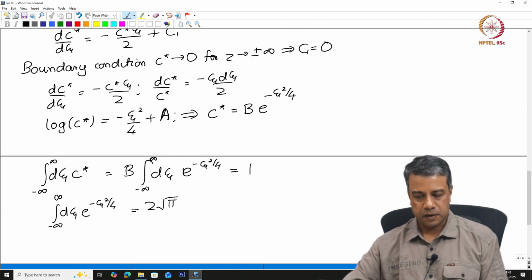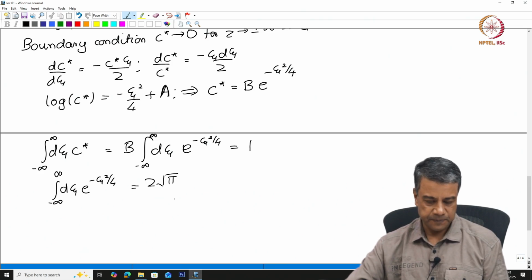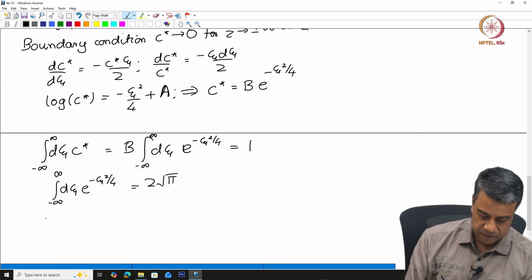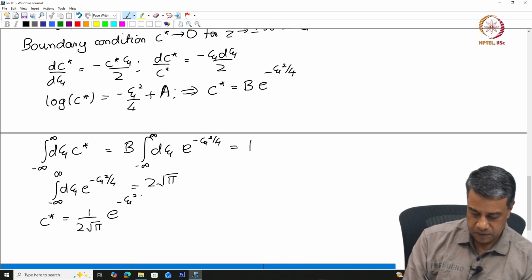You cannot integrate the indefinite integral analytically, but however, the definite integral exists. And therefore, you get an expression for the concentration C star is equal to 1 by 2 root pi e power minus psi square by 4.